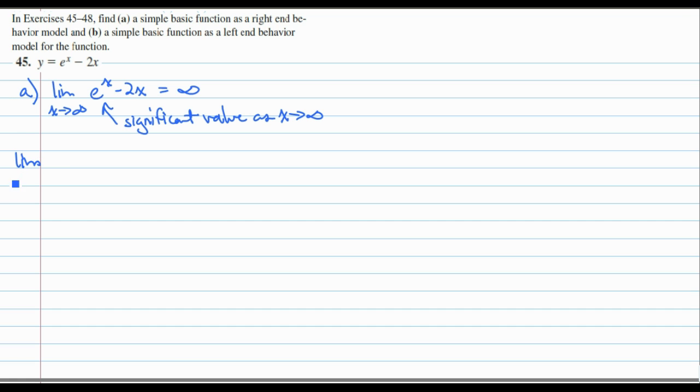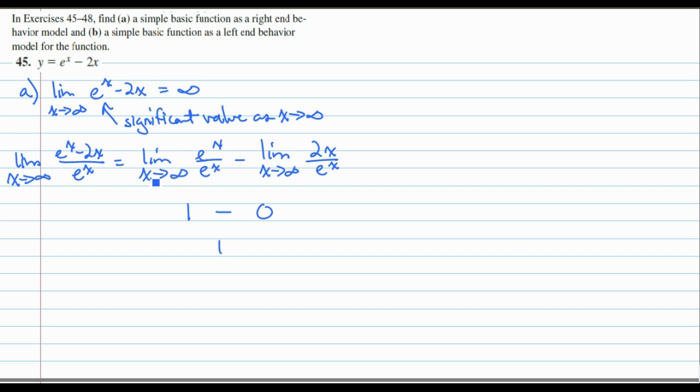So now we're going to test the limit as x approaches infinity of our function, e to the x minus 2x over e to the x. Again, break apart the numerator over the denominator. And the limit as x approaches infinity of e to the x over e to the x is going to be 1. The limit as x approaches infinity of 2x over e to the x is definitely going to be 0. E to the x is going to get bigger much faster, so you're dividing by a larger and larger number. So therefore, since the limit as x approaches infinity of our function divided by e to the x is 1, y equals e to the x is a right end behavior model.